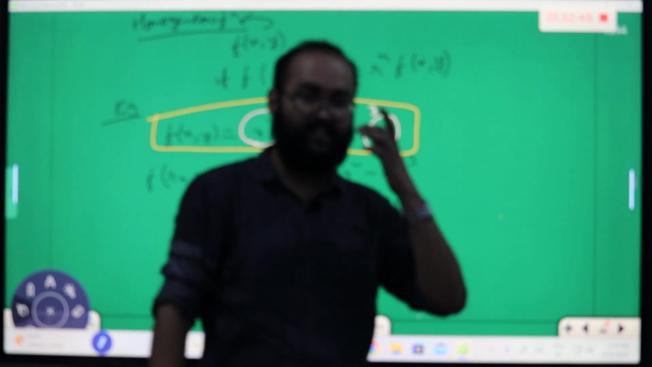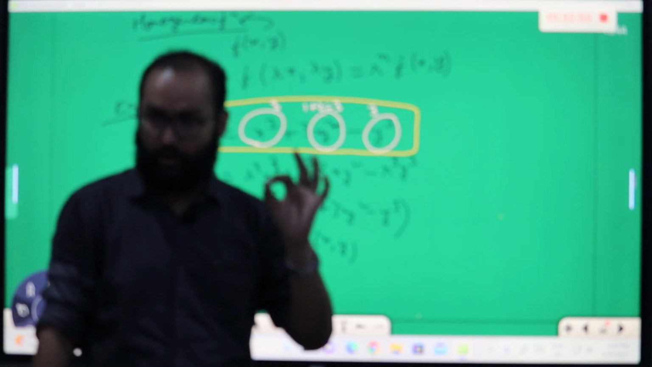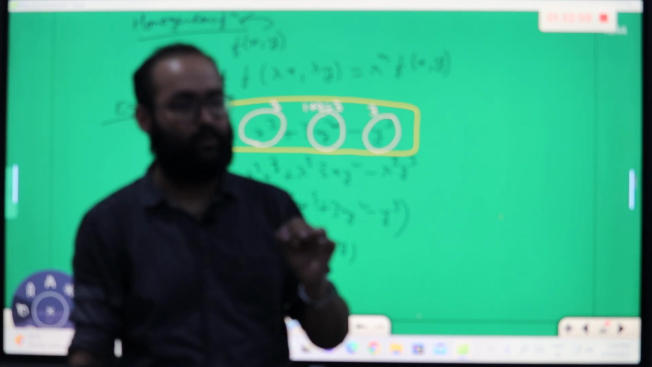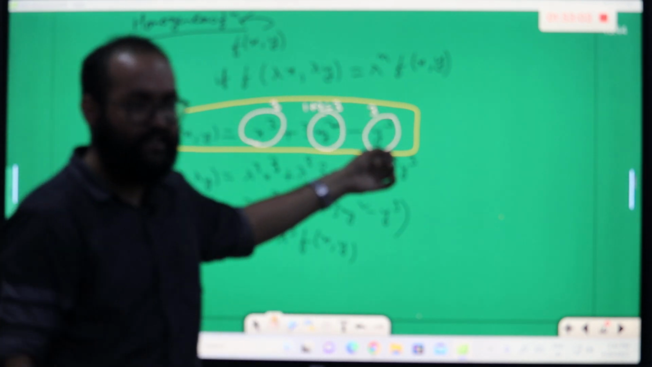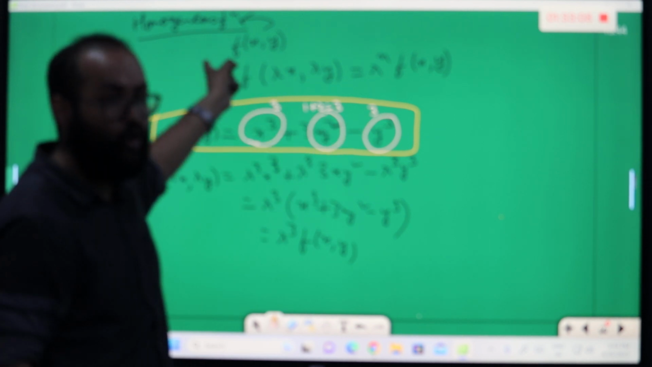So if you see that in each and every term of a function, the power of the variable is same throughout, then that function is called a, that's it, nothing else to check. Just check that in each and every term, if you see that the power of the variable is same, it is called a homogeneous function.